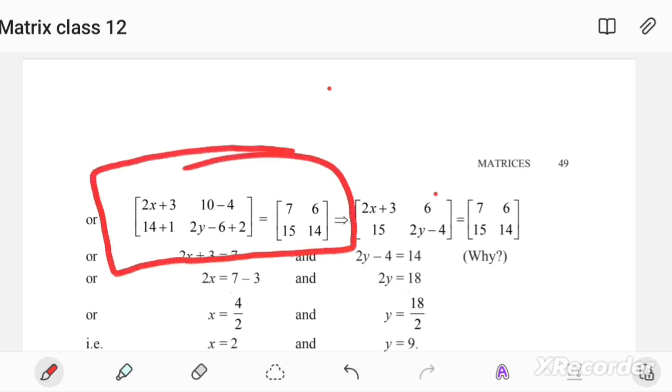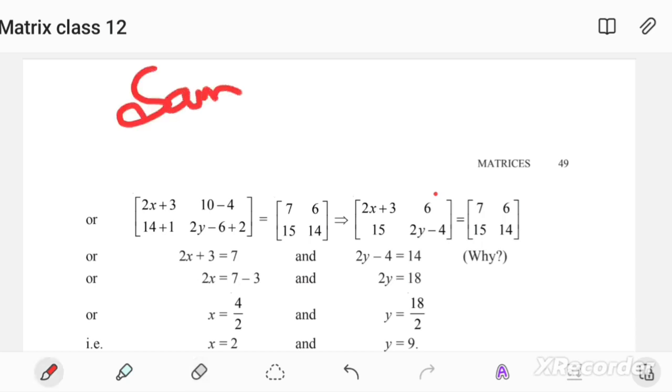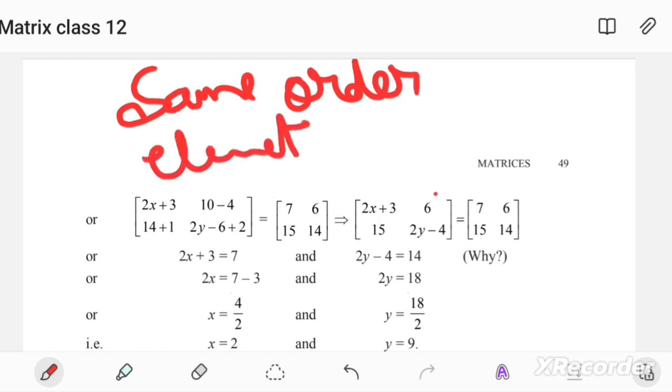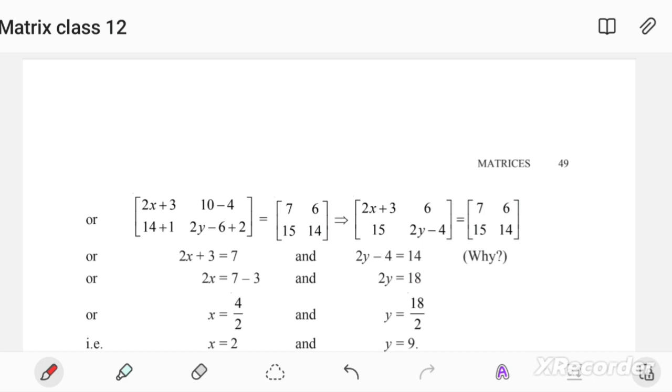Now the next thing that comes in our mind is that here the equality sign is given. So what do we know? We know that two matrices are equal when they have the same order. Might be you have remembered the condition that they should have the same order and the corresponding elements are equal. These are the two conditions. So we are given the equality, and also the order is same.